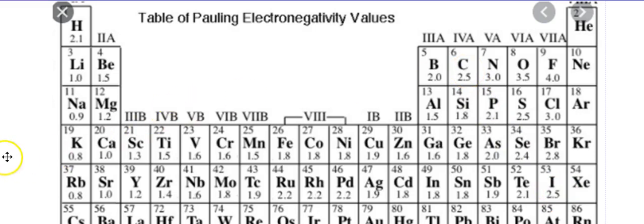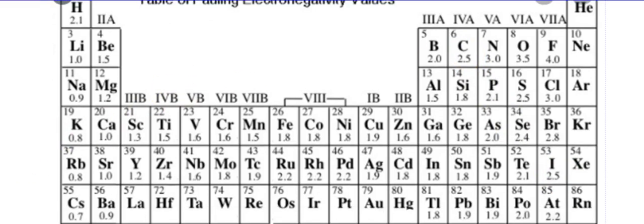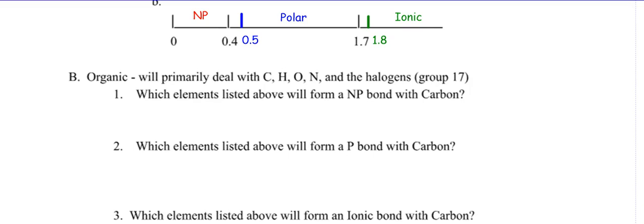And if you even want to include astatine, which I don't think we're ever going to talk about, that would also be nonpolar. Let's go back to our notes. Which elements listed above, C, H, O, N, or the halogens, will form a nonpolar bond with carbon? This is probably the most important one here: C and H. That was a nonpolar bond. If you want to include these two, that's fine. I didn't even write the astatine one, but we really don't talk a lot about this. All right, this is huge.